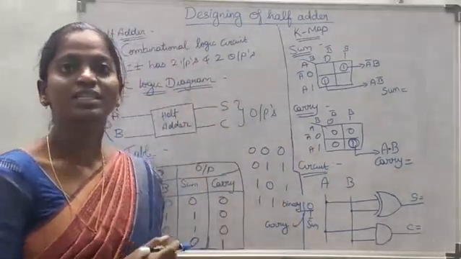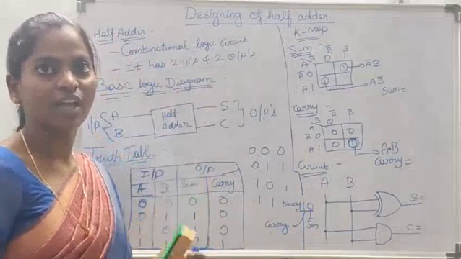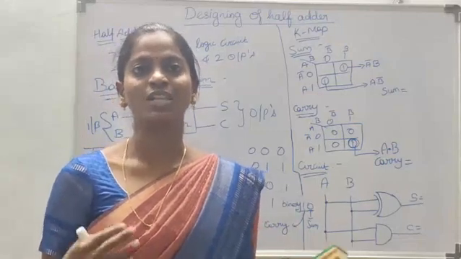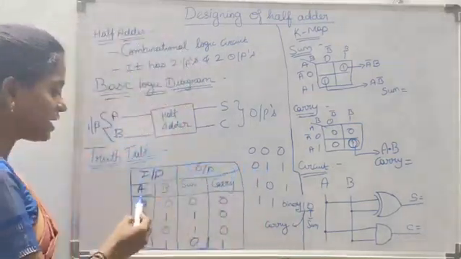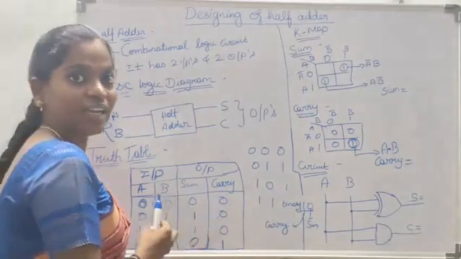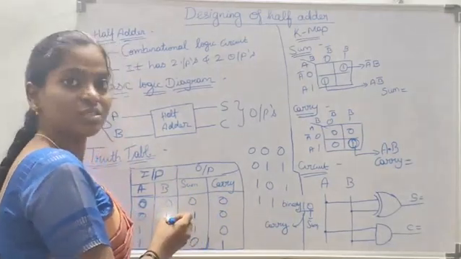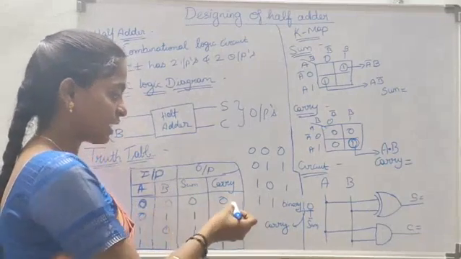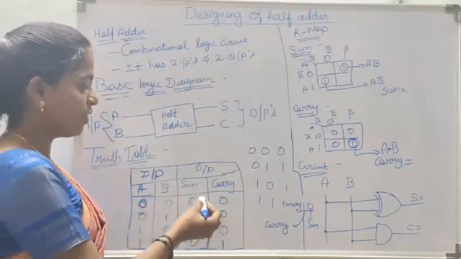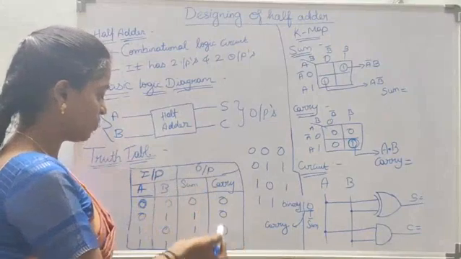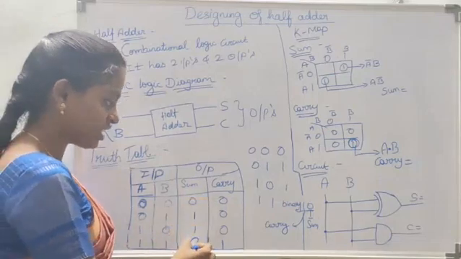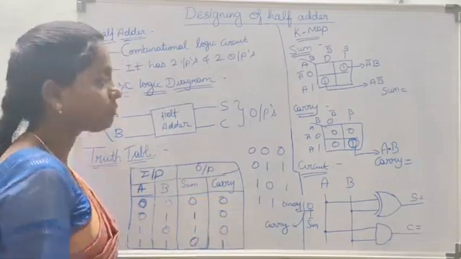Okay. Now let's construct the truth table of the half adder. For two input variables A and B, we have four possible input combinations. When A is 0, B is 0, both sum and carry are 0. When A is 0, B is 1, the sum is 1 and the carry is 0. When A is 1, B is 0, the sum is 1 and the carry is 0. And when both A and B are 1, the sum is 0 and the carry is 1.